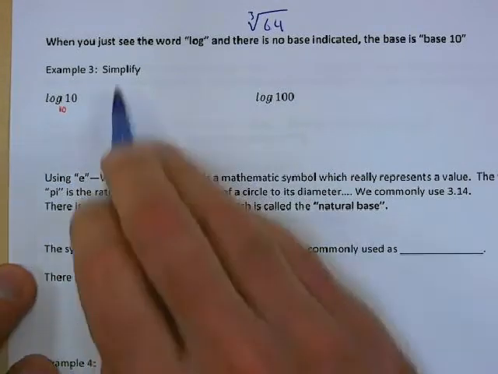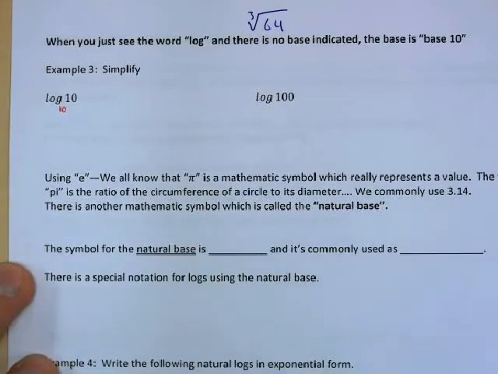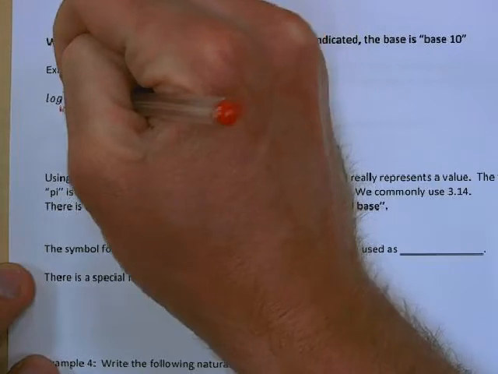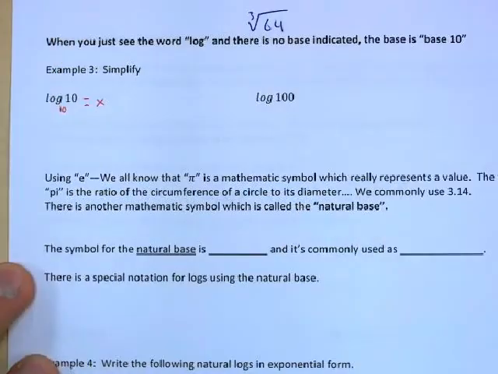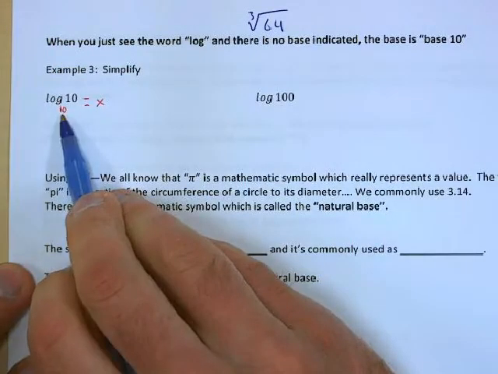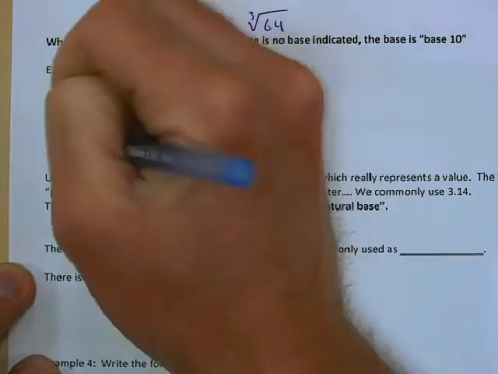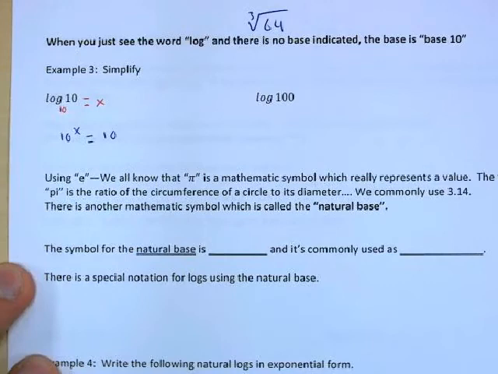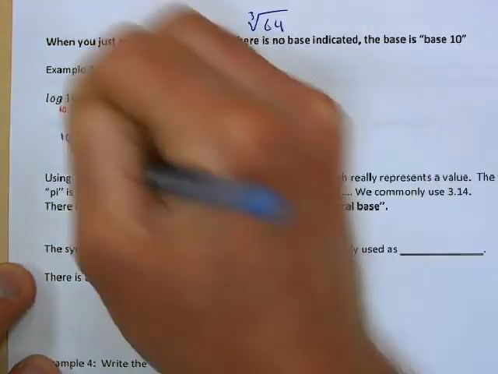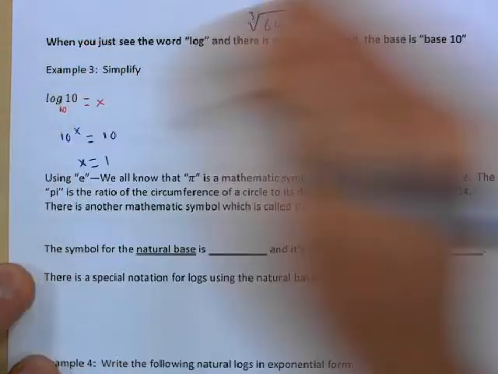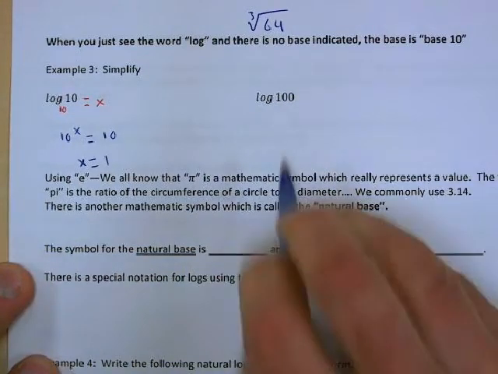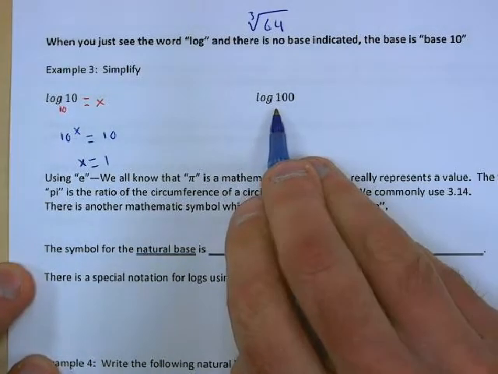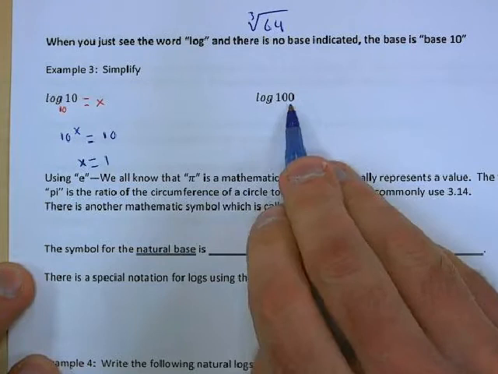All right, and then we want to simplify this. Okay, so first of all, this is going to have an answer. So if you want to, this is optional, you can put equals x. And then I want to know, okay, 10 to what power equals 10? And then what's the answer? Obviously, it's going to be 10 to the first power. So x equals 1. Okay, this is asking, since there's no base, 10 to what power equals 100?